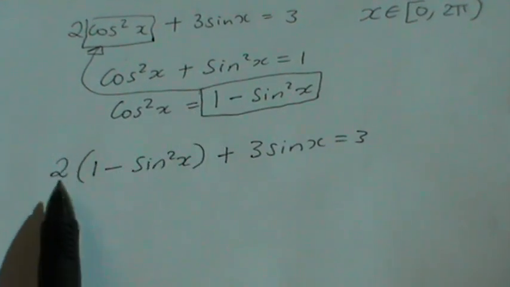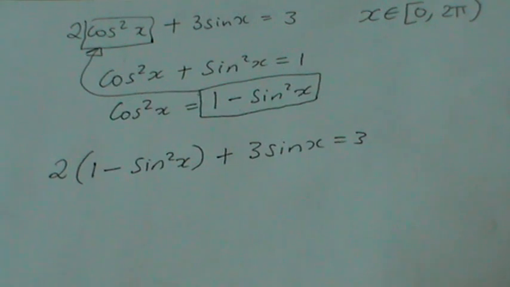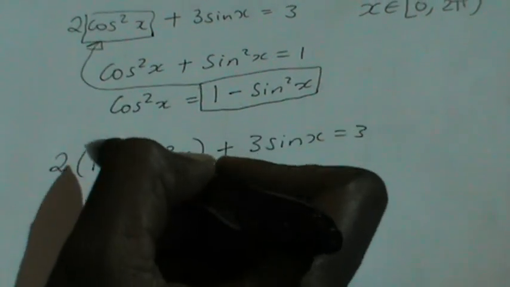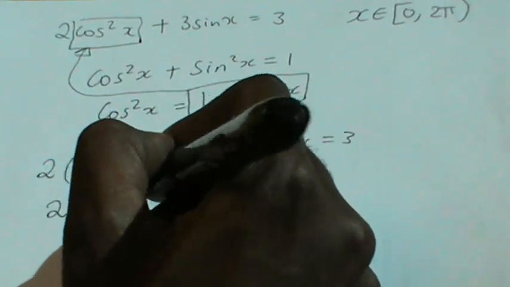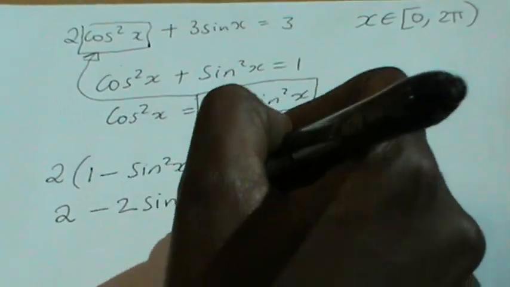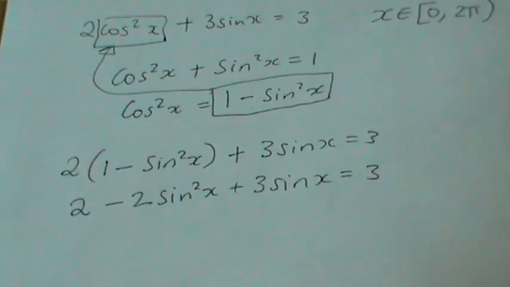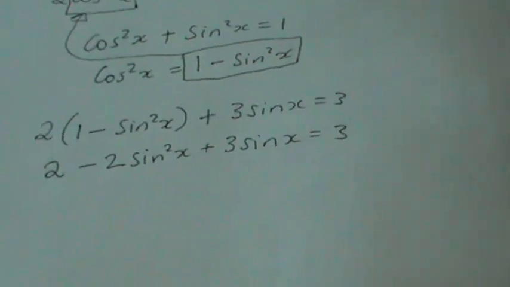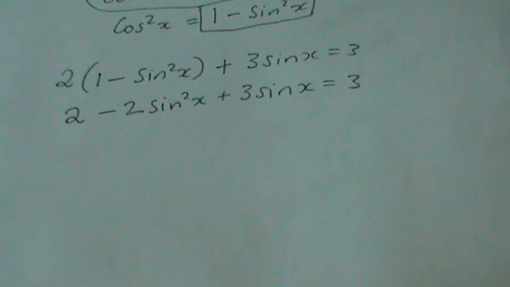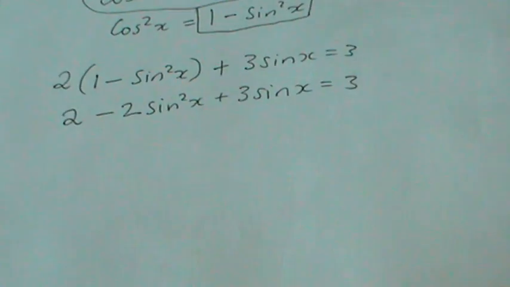So I have these brackets that I should multiply, and remember, like the friends meeting, everybody must greet everybody else. So the 2 and the 1, the 2 and this one. So I get 2 minus 2 sine squared x plus 3 sine x is equal to 3. Okay, so now that I have that, let's maybe take everything to one side. Okay, or I will take everything to this side.